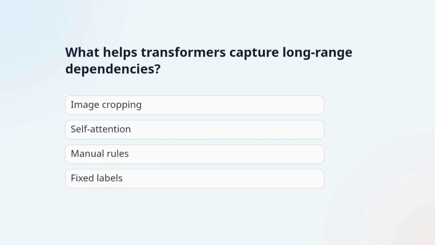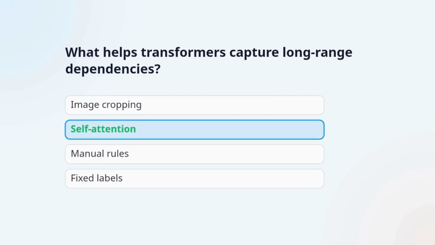Question 2. What helps transformers capture long-range dependencies? The correct answer is self-attention. Self-attention allows tokens to directly relate to other relevant tokens across the sequence.